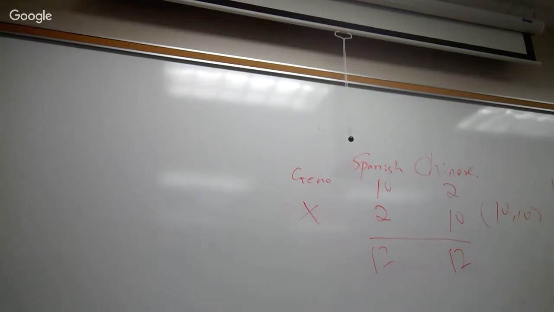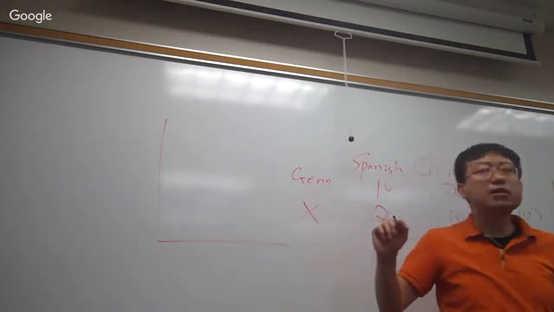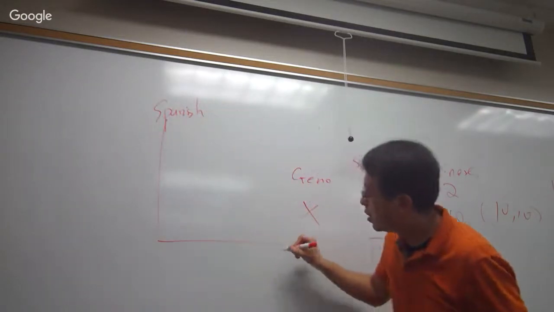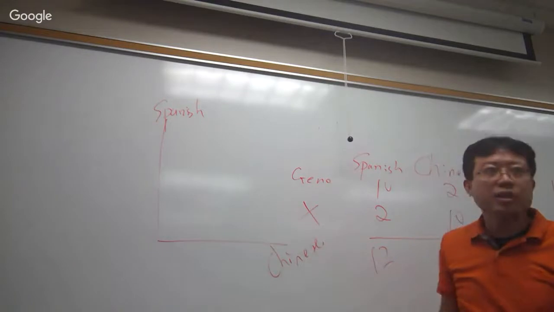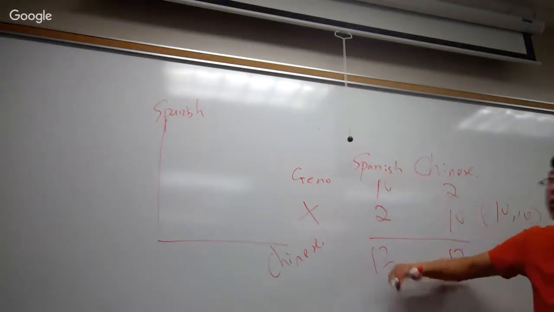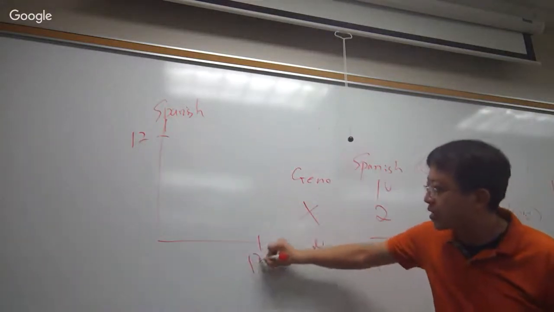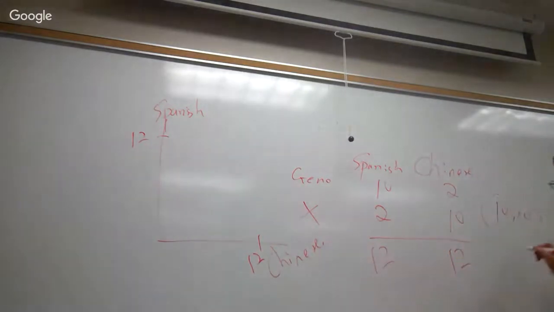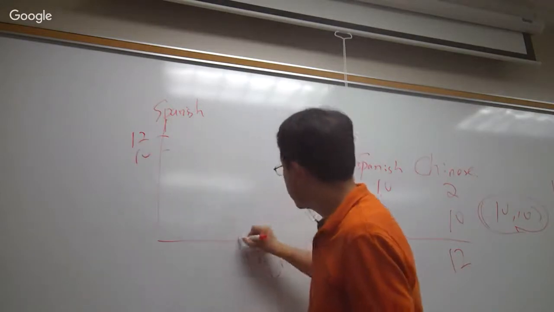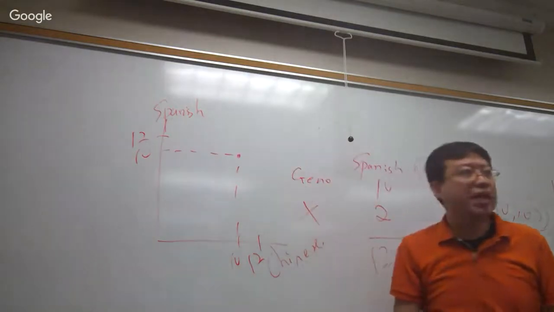So for the PPF, let's draw it over here. You guys see it? Yeah. So let's put Spanish on the vertical axis and Chinese on the horizontal axis. Our first point is 12 Spanish and 0 Chinese. We also have a point that's 12 Chinese and 0 Spanish. And then we have another point that's 10 and 10 each. So 10 over here, 10 over here. So 3 points on the PPF.